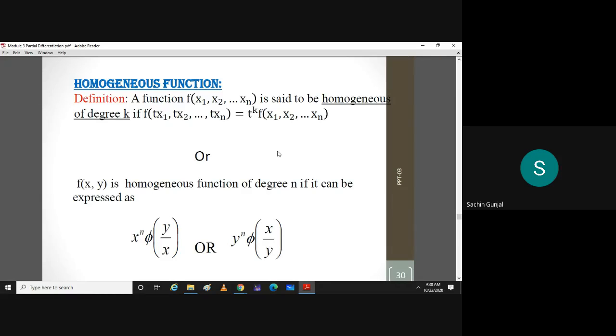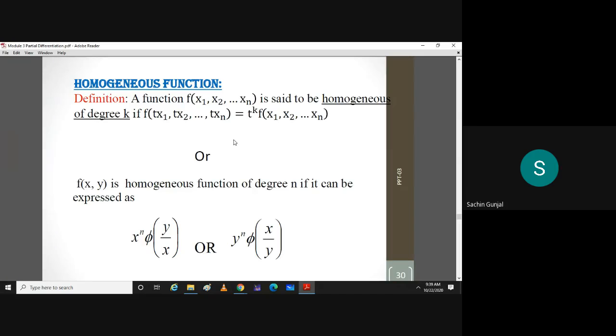So there are two definitions. You can apply whichever you like. The function f of x1, x2, ..., xn is said to be homogeneous if you replace x1, x2, ..., xn by tx1, tx2, ..., txn, and you are able to take power of t common, and the remaining thing is your original function. Then that function is called homogeneous, and that power k is called the degree of that homogeneous function.